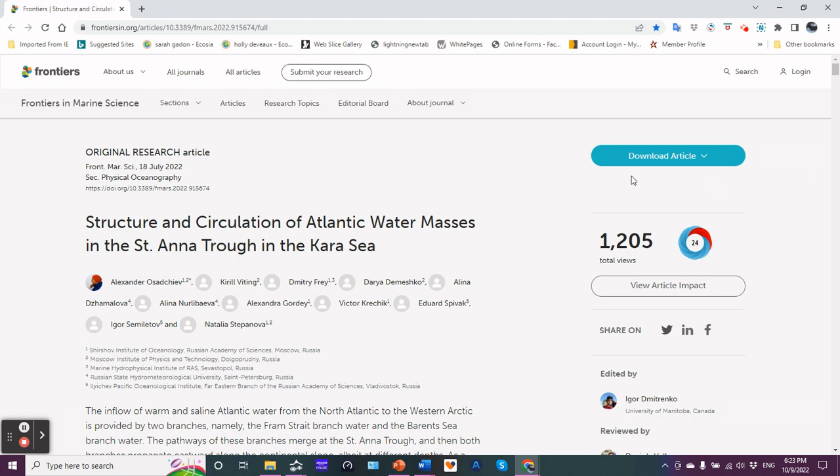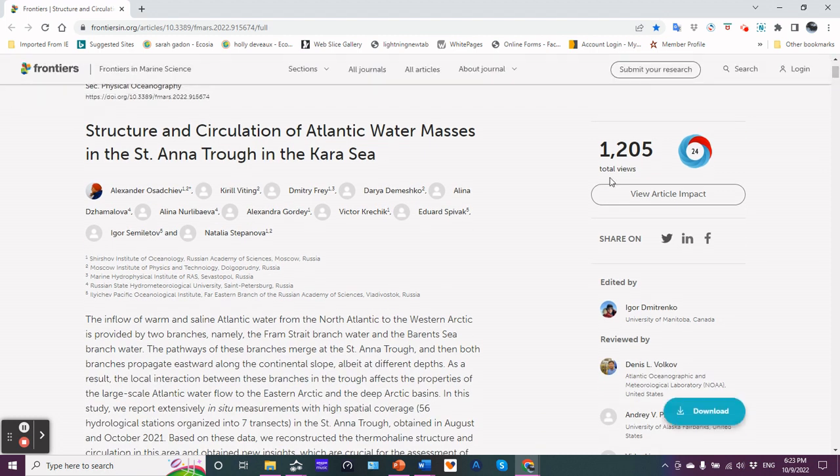I want to discuss with you this really fascinating paper, extremely detailed, and as we see here from the title, Structure and Circulation of Atlantic Water Masses in the St. Anna Trough in the Kara Sea. A whole bunch of researchers were involved with this. The lead researcher, PI, Alexander Osachiev, along with a whole bunch of other folks, including our good friend Igor Semiletov.